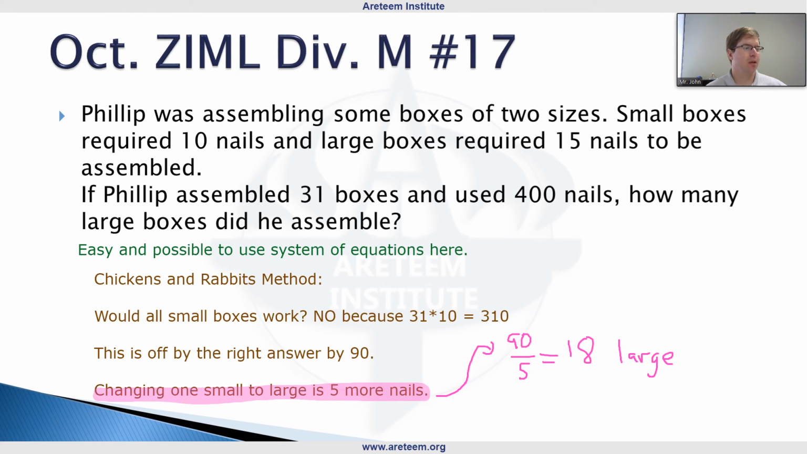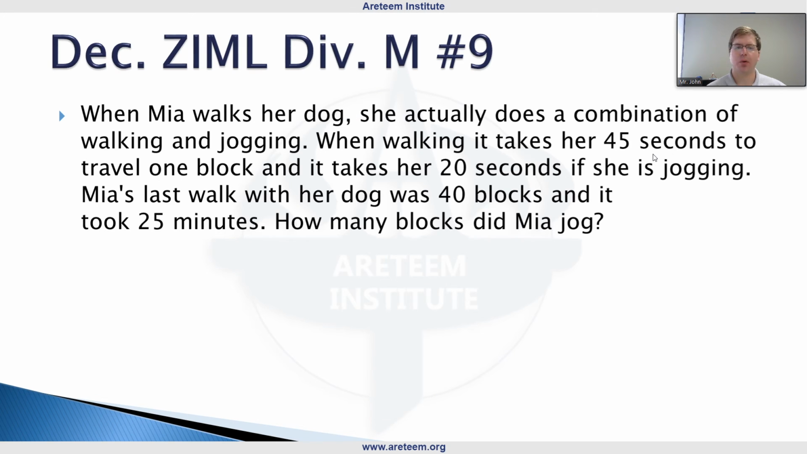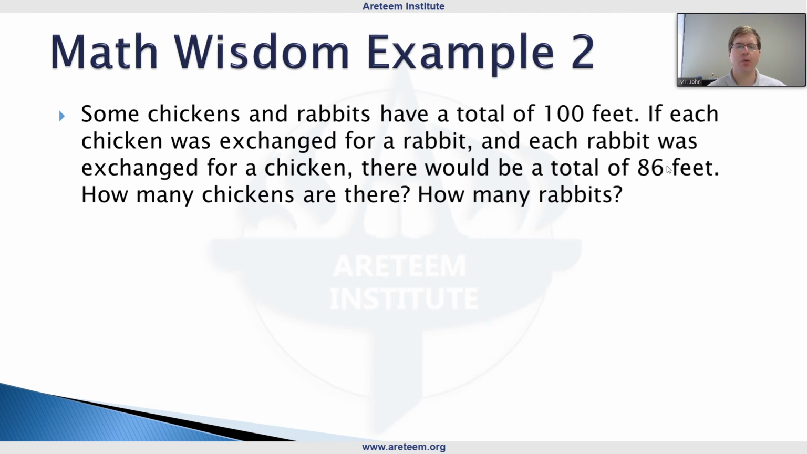Okay. So let's do one more example of this, where you have to do a little bit of stuff first if you want to use the chicken and rabbit method. So suppose you have some number of chickens and rabbits. You have a total of 100 feet. And if each chicken was exchanged for a rabbit and each rabbit exchanged for a chicken, you would have 86 feet there.